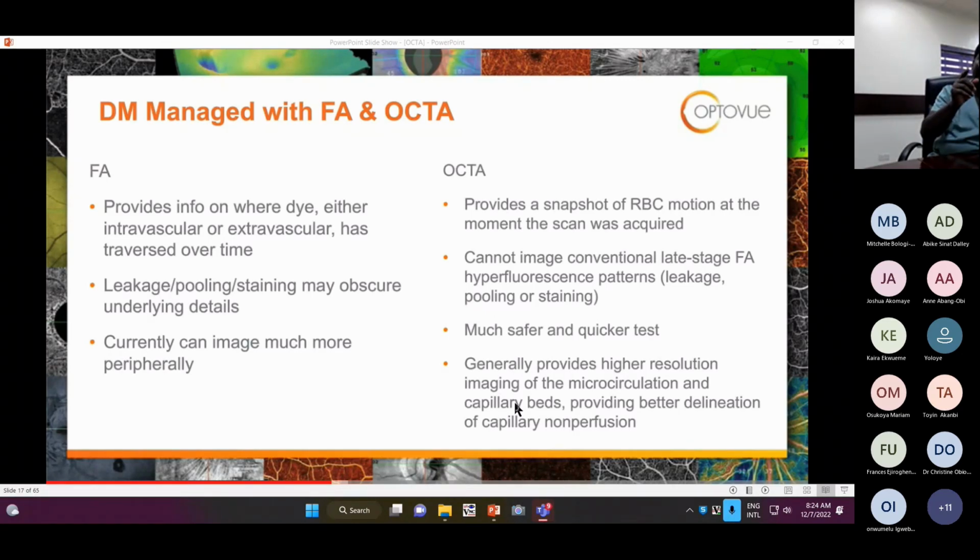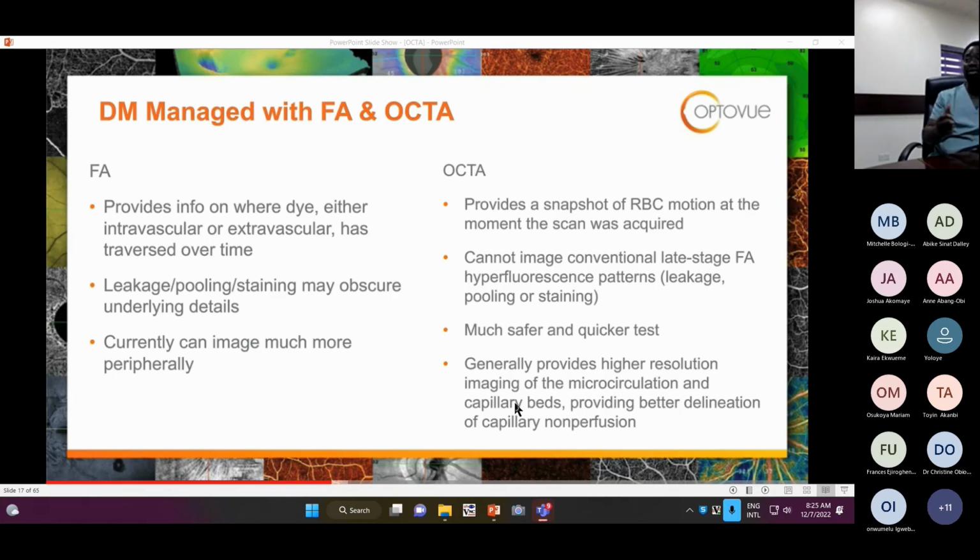I also want to tell us that fluorescein angiography only images the superficial vascular plexus. It doesn't image the deep vascular plexus well. And again, because of the patterns that we look at on the angiography, hypo and hyperfluorescence, where there's hyperfluorescence and leakage, it may obscure underlying details. There are now fluorescein angiography images that can do wide field and look more to the periphery, just like we have with the OCT. But the OCTA provides a snapshot of the vascular integrity around the macula and even beyond with the montage. It's much safer and quicker to perform.